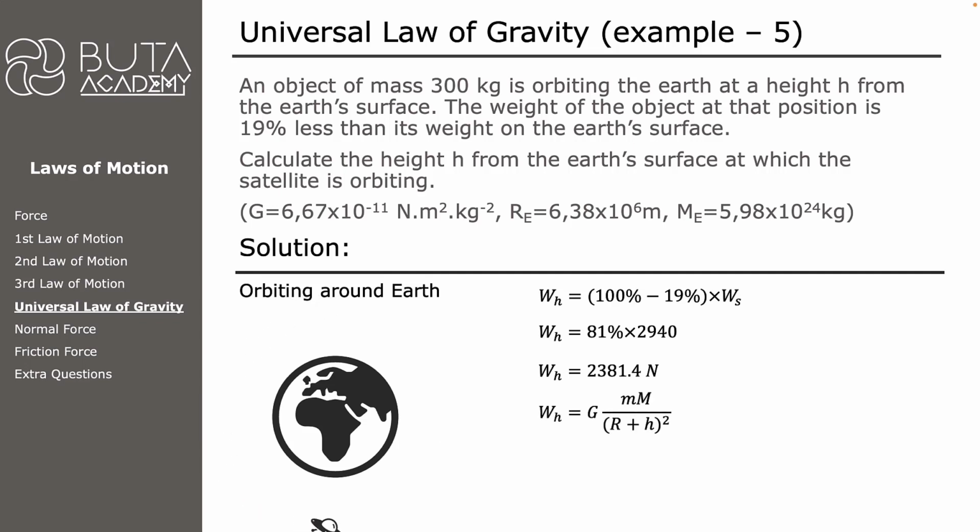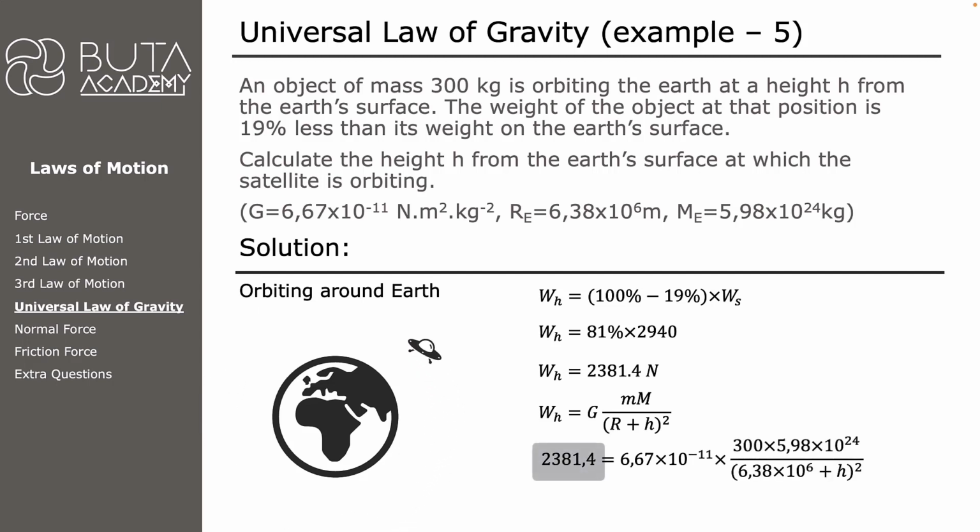Once we know the value of the gravitational force, we can use it in the formula. Let's make sure that we don't forget to add the height in the denominator. Weight is 2,381.4. Mass of the object is 300 kgs. Mass of the Earth is 5.98 times 10 to the power of 24. And finally, the radius of Earth is 6.38 times 10 to the power of 6 meters. After solving this equation for height, the result is going to be 708,559.05 meters.